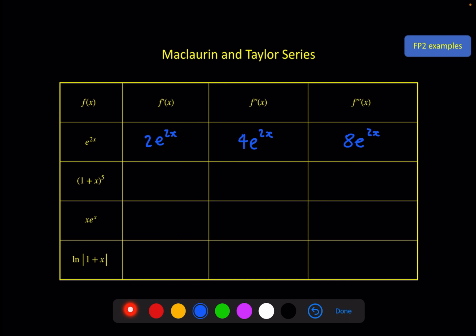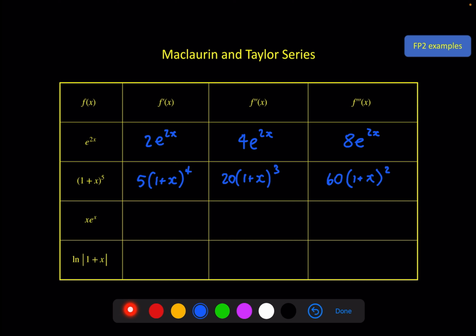Brackets, we need to bring the power down, 5(1 plus x) to the power 4, and then differentiate what's inside the bracket, but in this case that's only a 1. So this is the finished derivative. Next one, 20(1 plus x)^3 and 60(1 plus x)^2.